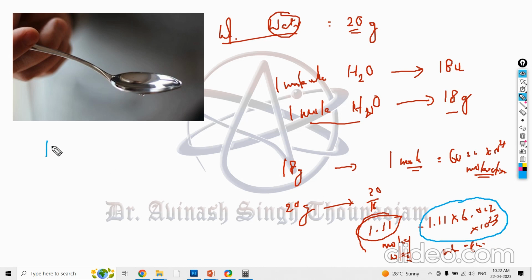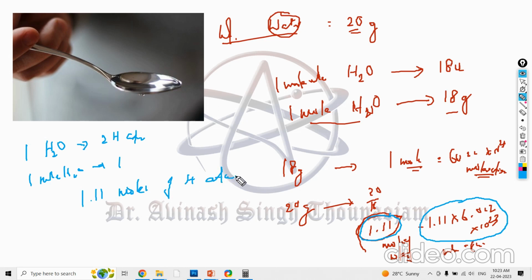Now it will be 1.11 moles of hydrogen atoms, which means 1.11 multiplied by 6.022 into 10 raised to 23 atoms of hydrogen.